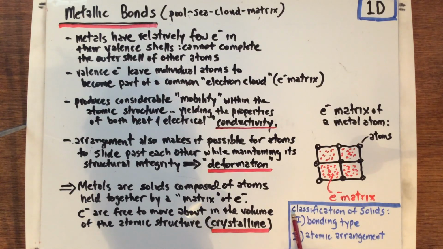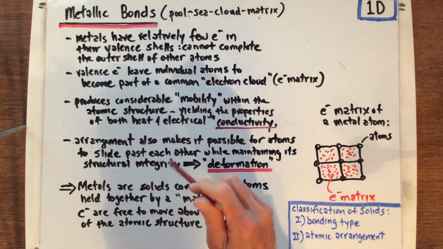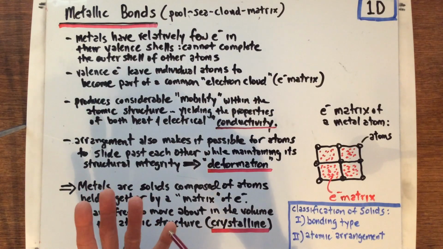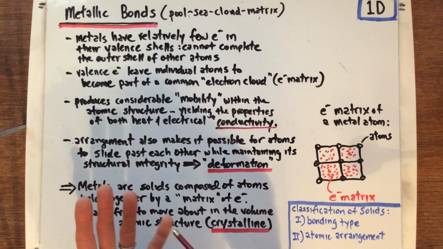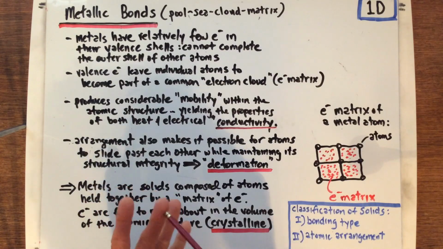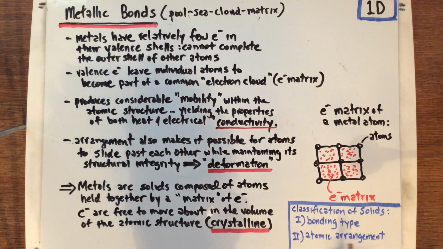This is an important point here: the classification of solids, you can do it one of two ways. You can either do it by their bonding type, which we've done here: covalent bonding, ionic bonding, and now metallic bonding. So that's one way to classify solids based upon the bonding type. The next is what's called the atomic arrangement. That is that crystalline structure. We can classify solids based upon that particular atomic arrangement, be it ordered or disordered. So we'll get into the details of that next week.